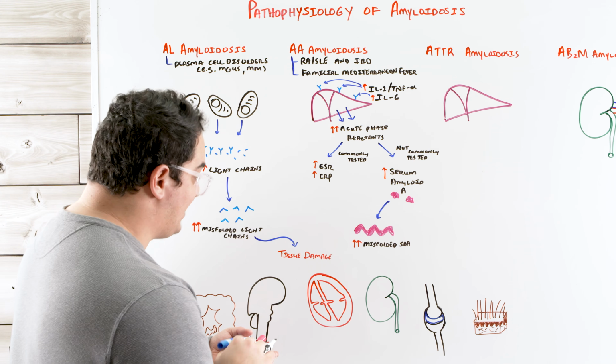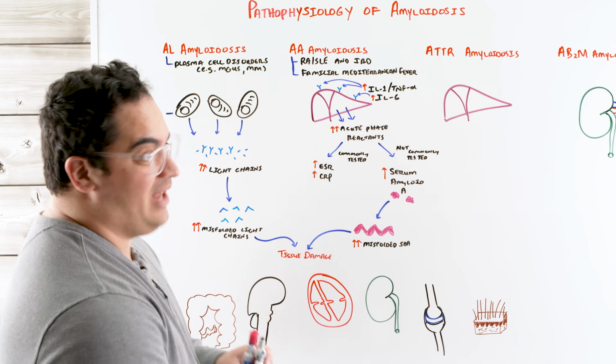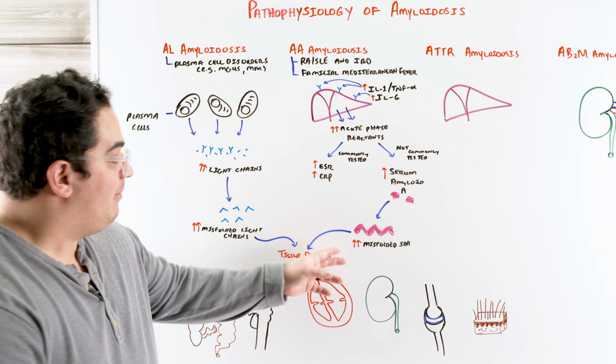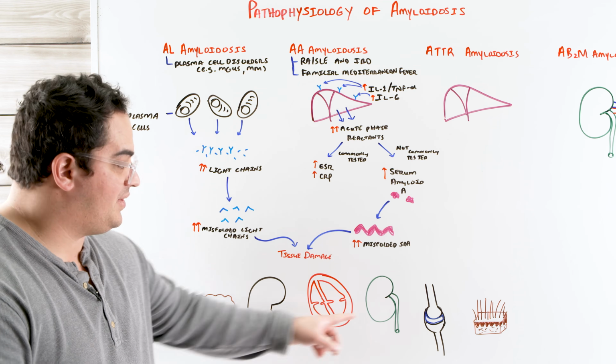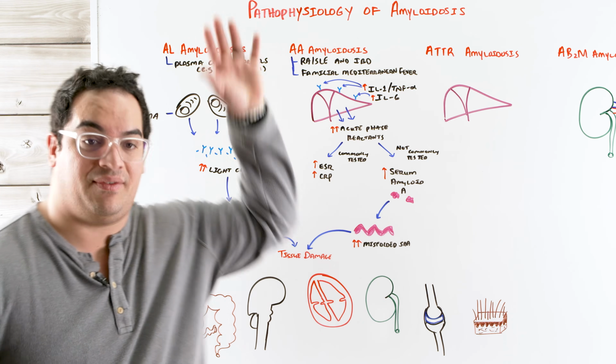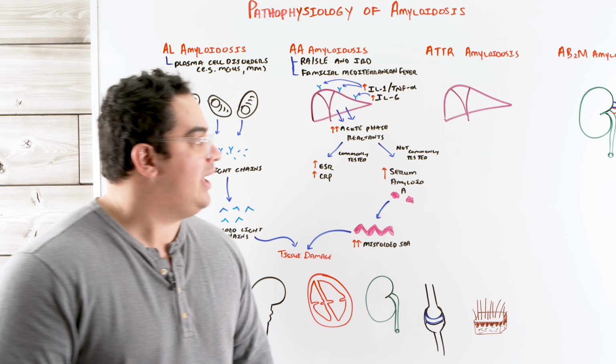This is gonna go deposit into the tissues, and again, that's gonna lead to that undesirable tissue damage that we see. And this one, believe it or not, I'll talk about it later, it really doesn't like to affect the heart. It favors the kidneys. This one, it can hit almost every single organ. But this one, it loves to attack the kidneys, and we'll talk about that.